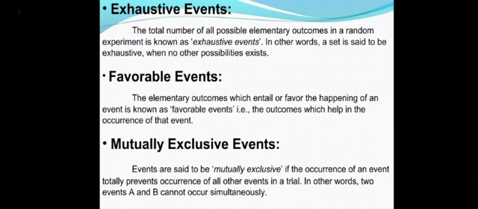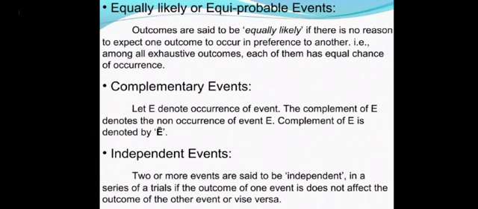What are mutually exclusive events? Events are said to be mutually exclusive if the occurrence of one event precludes the occurrence of all other events in the same trial. In other words, two events A and B cannot occur simultaneously.